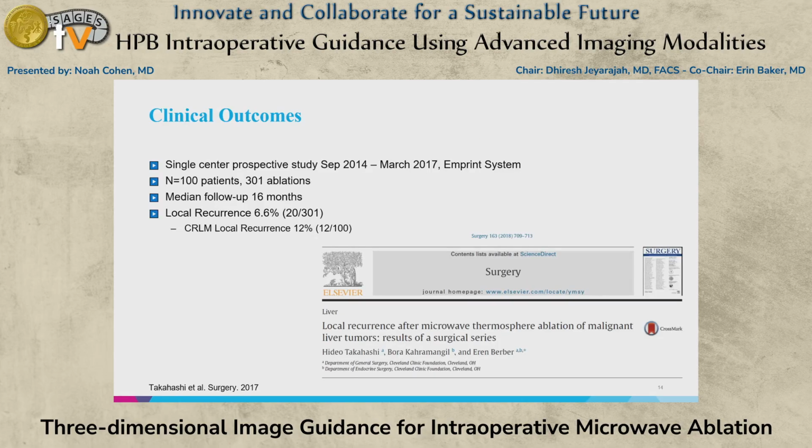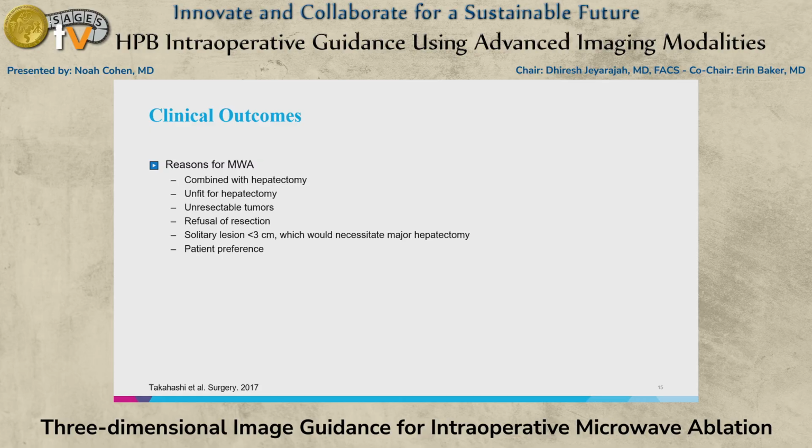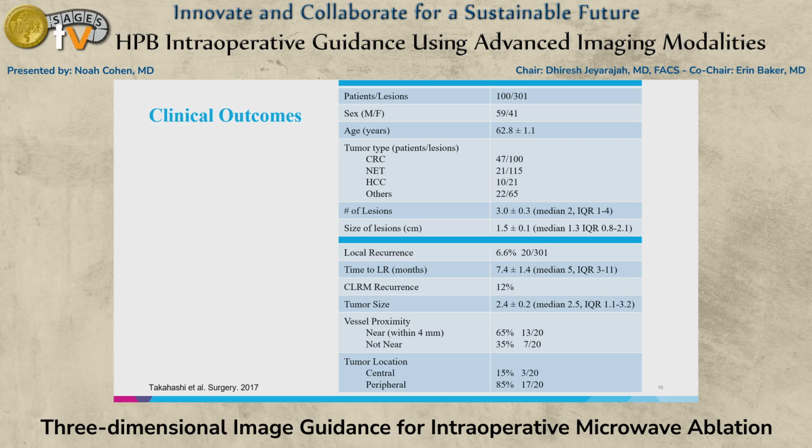All right, what about clinical outcomes? So this is a single center prospective study that was performed right here in Cleveland at the Cleveland Clinic. It included 100 patients who had multiple tumors, so 301 ablations overall were performed. The median follow-up of patients was 16 months. They reported a local recurrence rate overall of 6.6%. For colorectal liver metastases, which we'll go into in a minute, the local recurrence rate was 12%. So these were the reasons why they offered microwave ablation to these patients, typical reasons to offer ablation over resection. And these are the results.